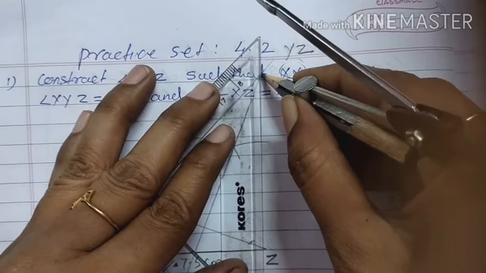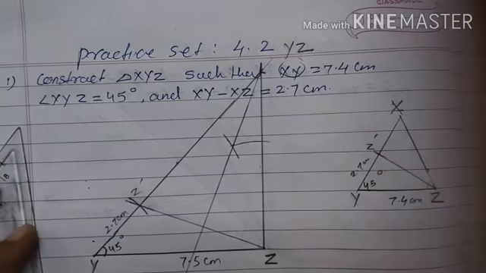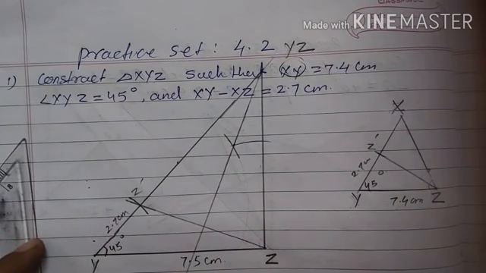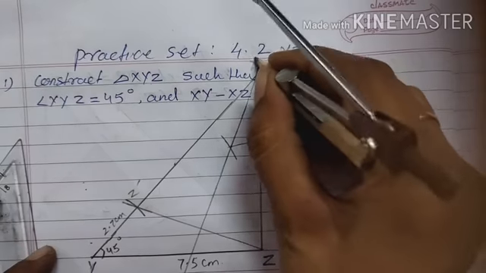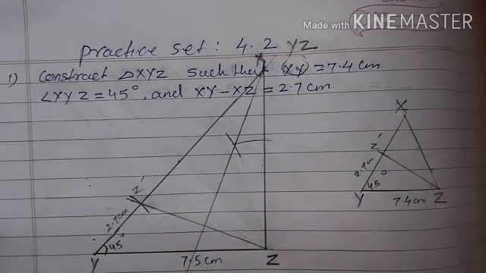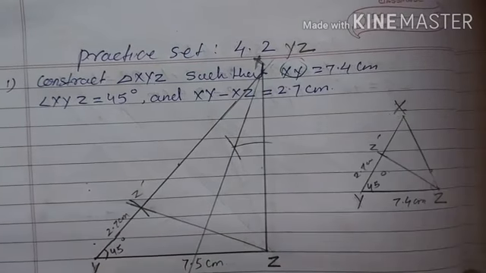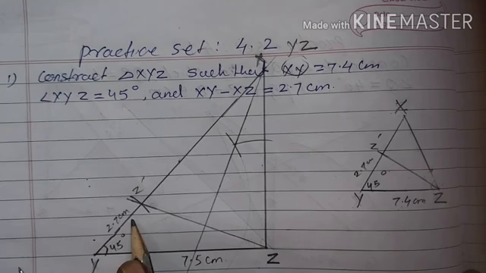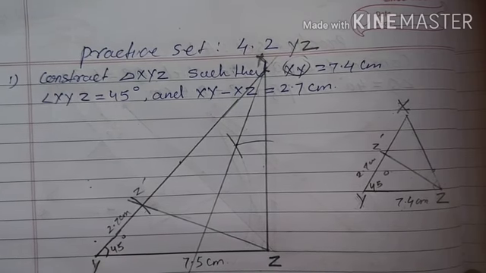Now the point of intersection you get, join that point of intersection with Z. This is your required triangle XYZ. Here you get your required triangle XYZ. See here, rough figure and fair figure both are there. So rough figure is compulsory for the construction.